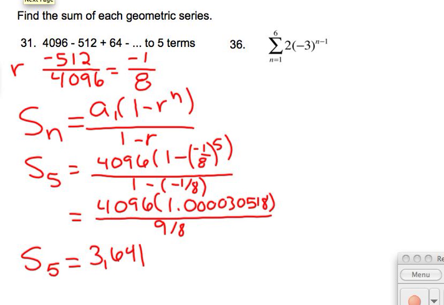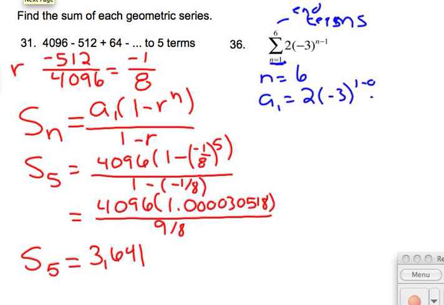Sigma notation is one that gives students problems sometimes. N equals 1 to 6. My ending term is 6. So that means I'm going to have 6 terms that I'm looking at. When I look at it, if you're not seeing the formula carefully, you can substitute in what is a sub 1. So I'm going to put a 1 in for the n, which if I simplify that up, I come up with 2 times a negative 3 to the 0. Anything to the 0 is 1. So my first term is a 2.